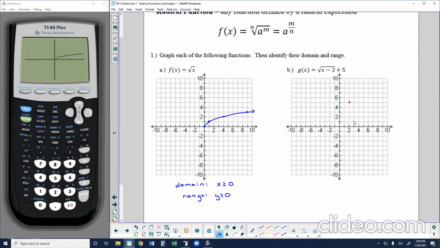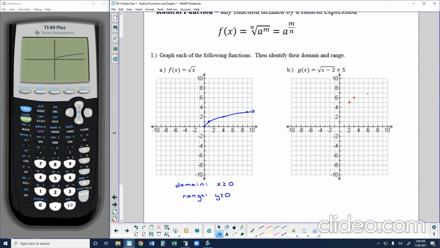So if I go 1 over from my origination point, the square root of 1 is 1. I would move up 1. If I go over 4 units from this origination point, so I start here and I go over 1, 2, 3, 4, the square root of 4 is 2.